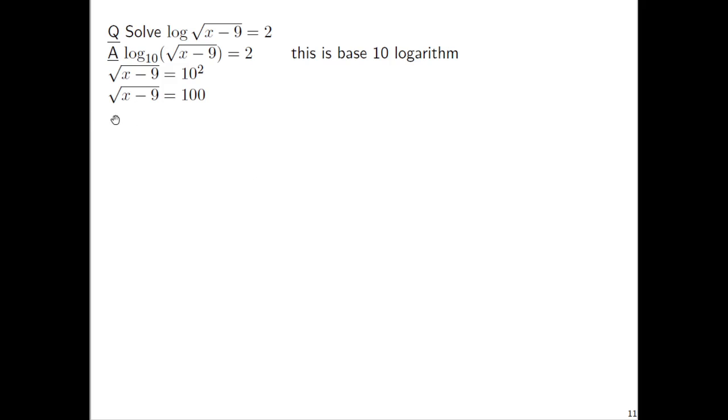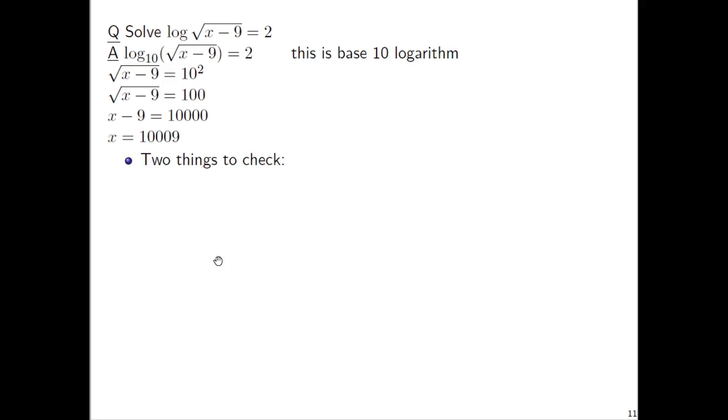Now, how do we solve when you have a variable inside a radical? Please remember, square both sides. So x minus 9. Squaring gets rid of the original square root that was on the left side. Squaring the right side, well, 100 squared is 10,000. Now add 9 to both sides, and x is equal to 10,009.